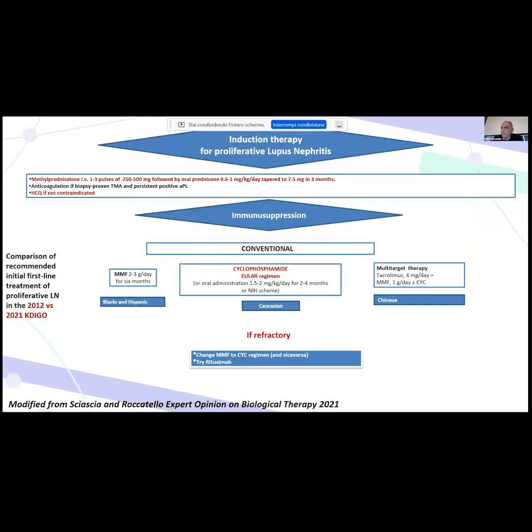This is, on the other hand, the induction therapy algorithm for proliferative lupus nephritis. And in this slide, the previous algorithm of 2012 was compared to the newly developed KDIGO guidelines of 2021. The main differences are colored in red.